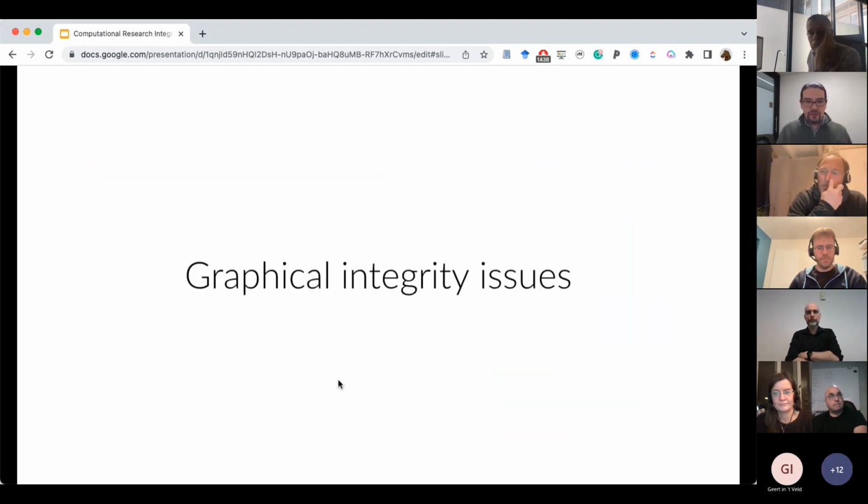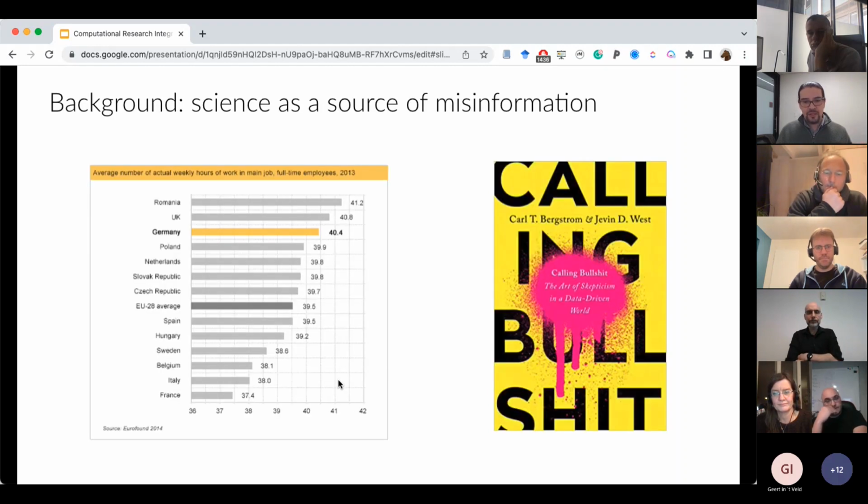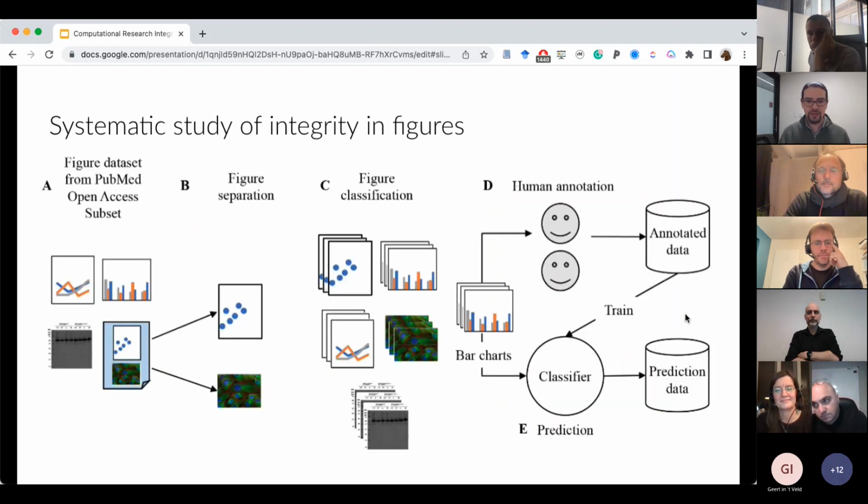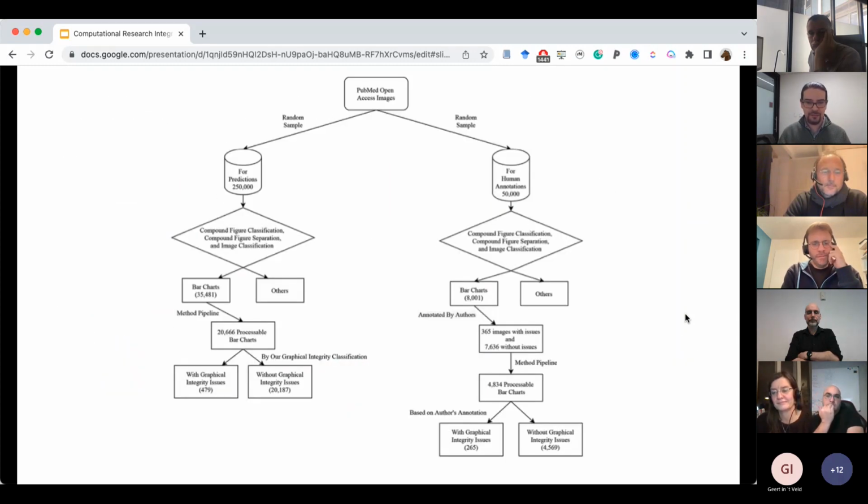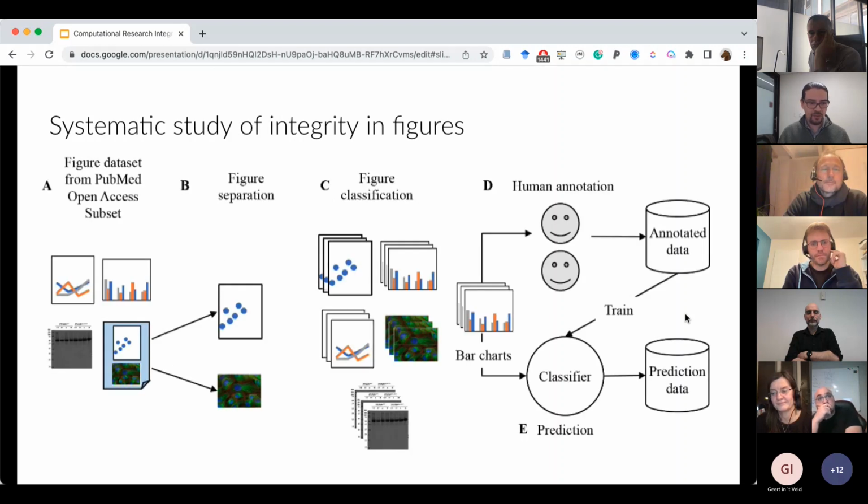Okay, I'll quickly review graphical integrity issues. I think there are a lot of things that we could do. There are manipulations that we do in graphs that are called graphical integrity problems. I encourage everyone to read this book, called Calling BS by Carl Bergstrom and Jevin West. They go through a series of ways in which people try to lie with graphs. I think there is a huge area that we could explore with computer techniques. We developed a method to parse specifically graph charts. We parse the images and detect potential problems.